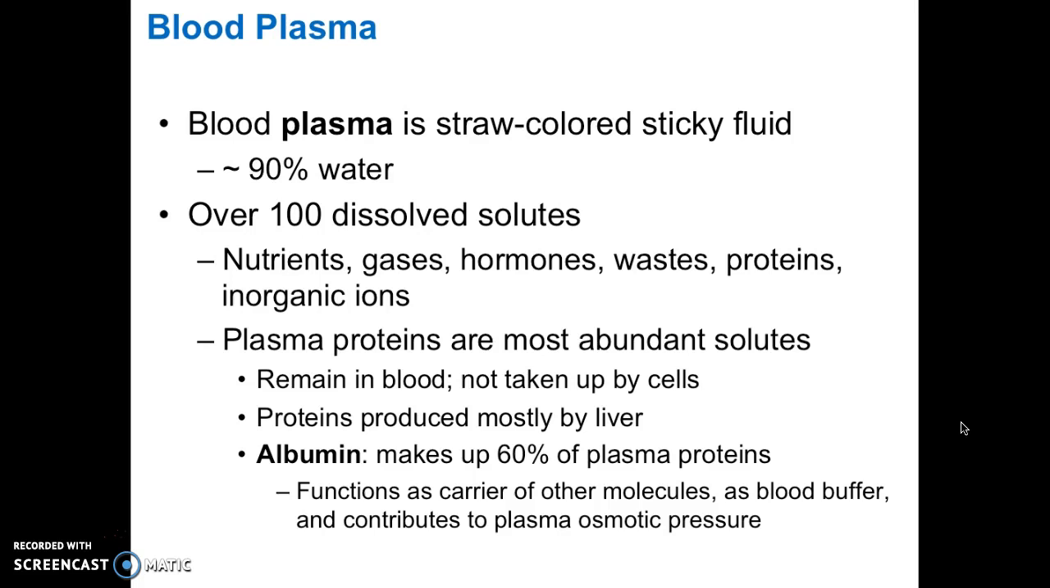Proteins are produced mostly by the liver, with albumin being the most important one. Albumin makes up 60% of all the plasma proteins. It functions as a carrier of other molecules, a buffer, and also contributes to plasma osmotic pressure.